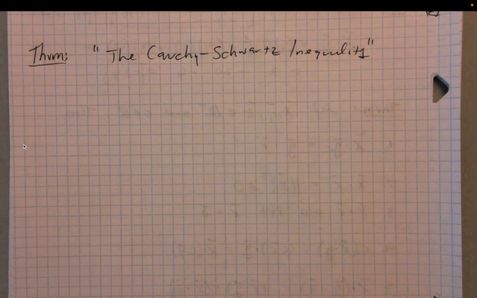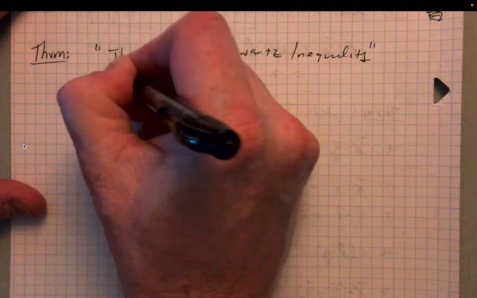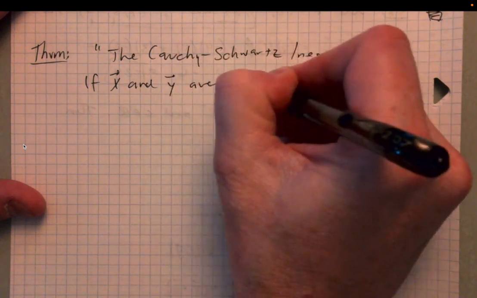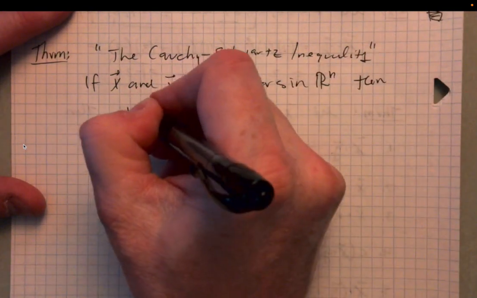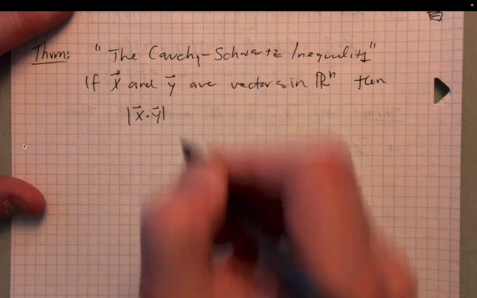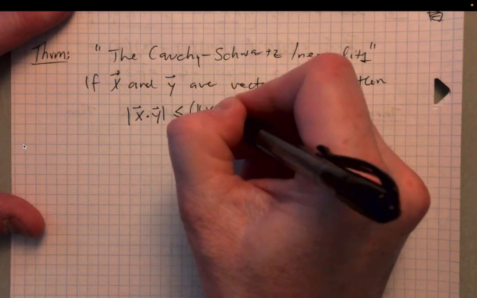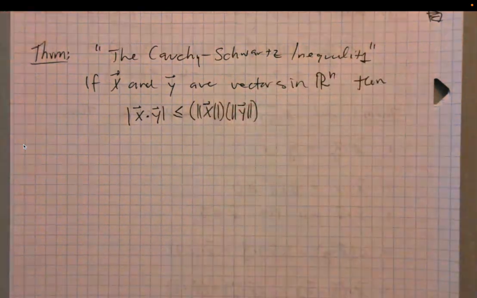And so what the Cauchy-Schwarz inequality gives us is an upper and lower bound on the value of the dot product. Okay, so what does it say? It says if x and y are vectors in Rn, then the absolute value of the dot product of x and y is less than or equal to the product of the norms of the two vectors, right?